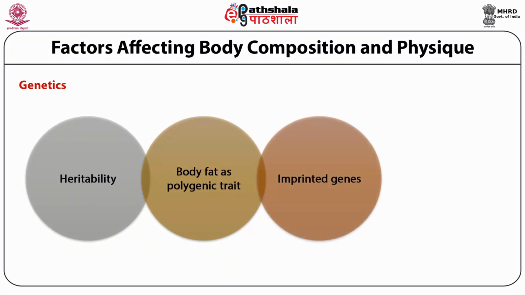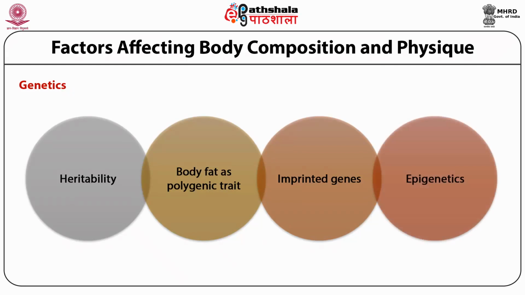Then imprinted genes are those genes which are differentially expressed according to parental origin. For example, there are two insulin genes, IGF-2 and IGF-R, which regulate fetal growth. When these genes are paternally inherited, they promote fetal growth and increase the chances of childhood obesity, while when maternally inherited, it leads to hindered fetal growth and decreased chances of childhood obesity.